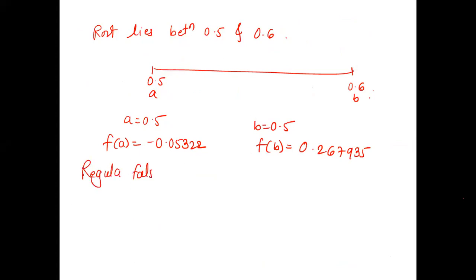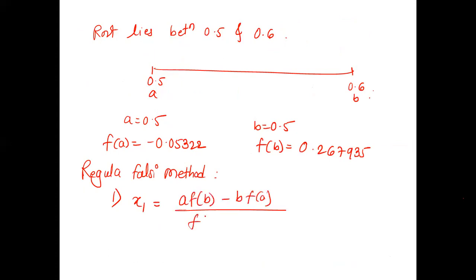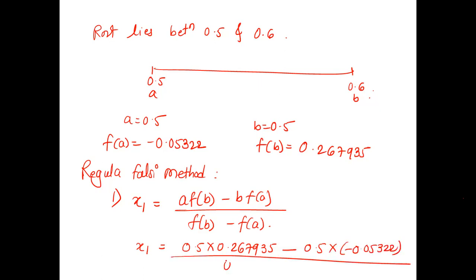So the formula is, write the formula. First iteration, first approximation: X1 is A f of B minus B f of A upon f of B minus f of A. Put the values and find the first approximate value. A is 0.5 into f of B minus B into f of A, minus 0.05322, upon 0.267935 minus, minus 0.05322. Okay, solve this.